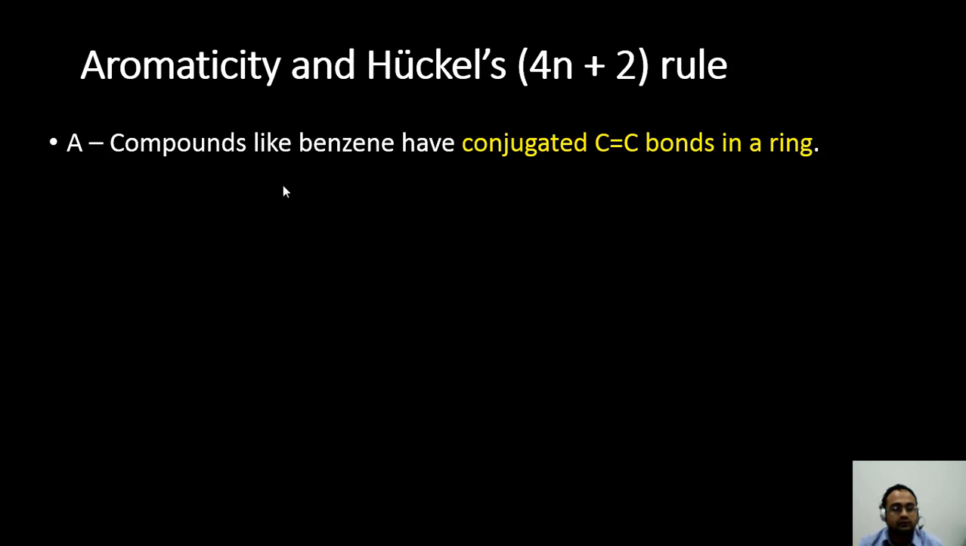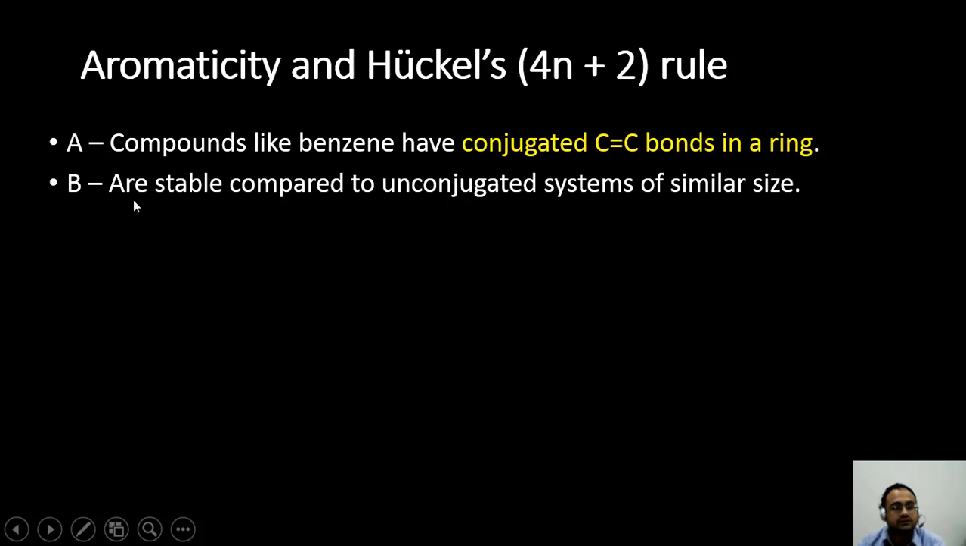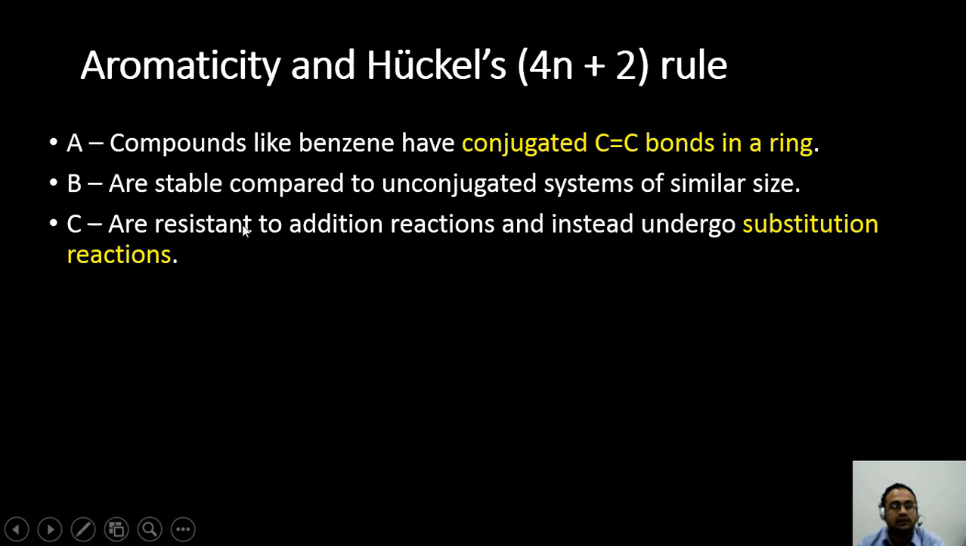Therefore, they found that there are many criteria which an aromatic compound generally meets, and one of these is that compounds like benzene have a conjugated carbon-carbon double bond system in a ring. The next criterion is that they are more stable compared to the unconjugated system of similar size. That if you have a compound containing a similar number of carbons, they are more stable than those unconjugated systems. And the next criterion is that they are resistant to addition reactions, and instead they undergo substitution reactions.